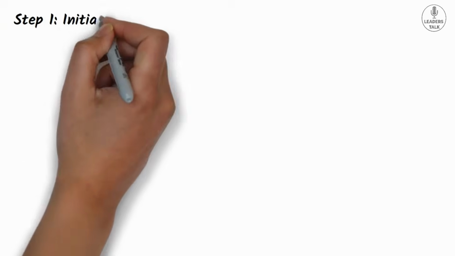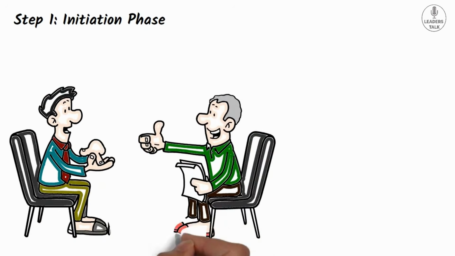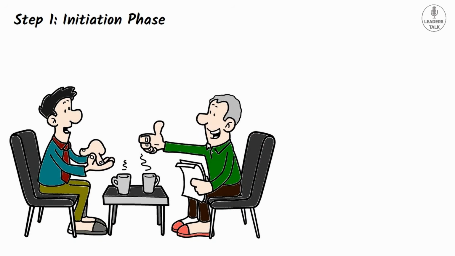Step 1. Initiation phase. The first step in the project lifecycle is the initiation phase. This is where the project idea is conceived and its feasibility is assessed. During this phase, key stakeholders come together to define the project's purpose, scope, and objectives. It's crucial to determine whether the project aligns with the organization's strategic goals and whether it's worth pursuing.